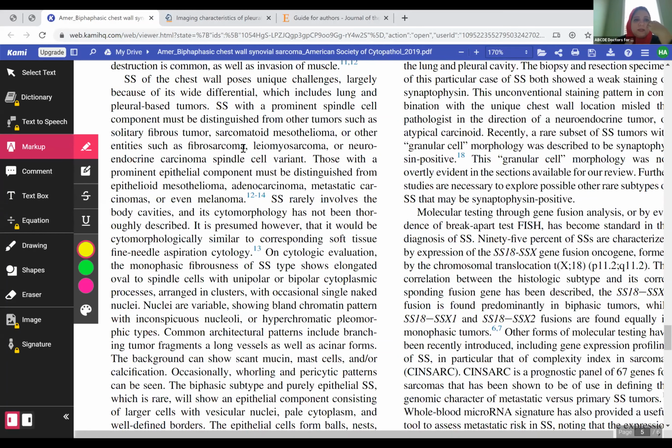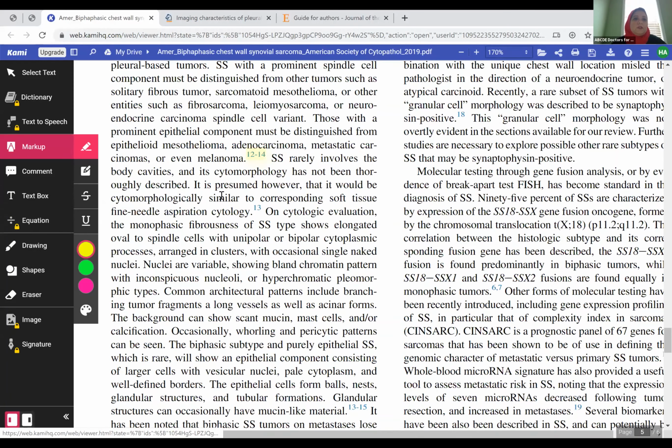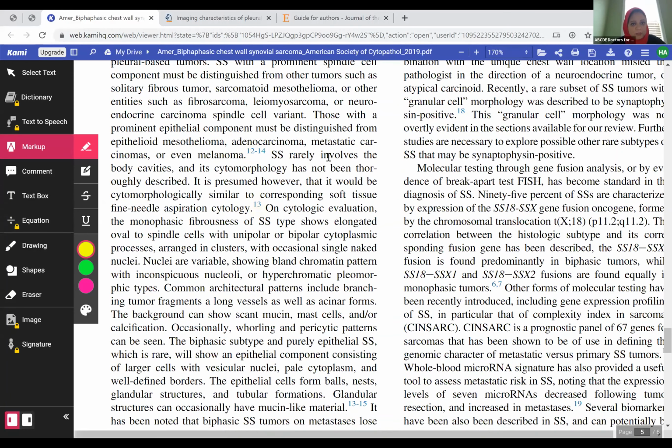And then I break it down into the two different types. You have the synovial sarcoma with a prominent spindle cell component, those with the epithelial component, and those that are biphasic. So the ones that have a prominent spindle cell component, you would have to distinguish from other spindle cell tumors, right? The ones with a large epithelial component, you'd have to distinguish from more epithelioid tumors, right?